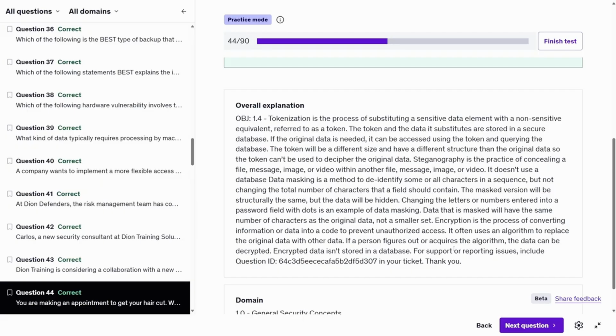Steganography is the practice of concealing a file, message, or video within another file, message, image, or video. It doesn't use database data.